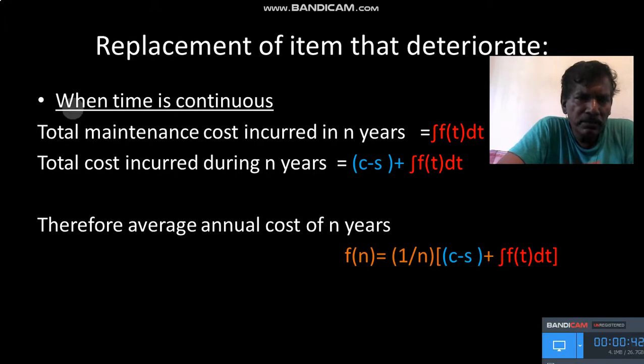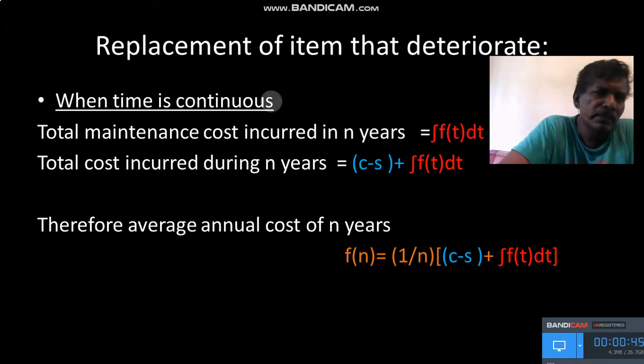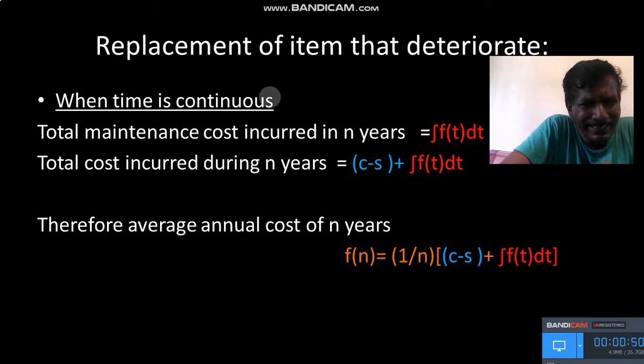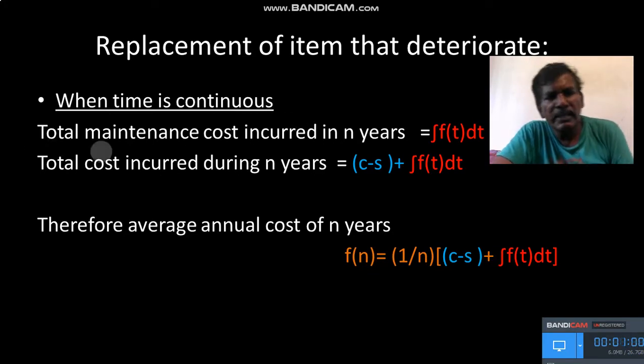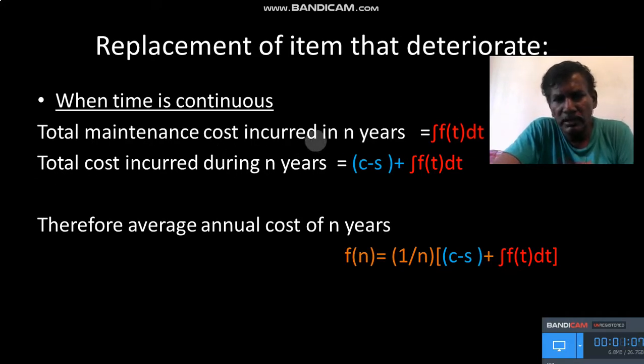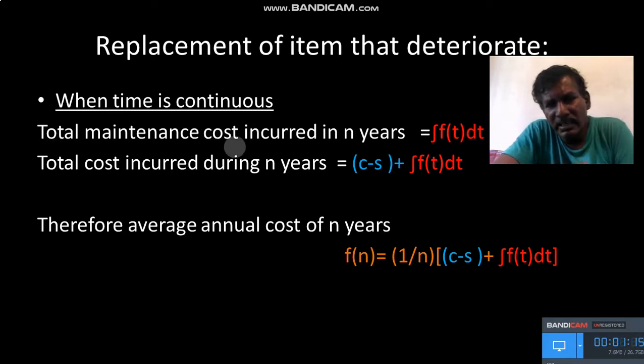So there are two cases: when the time is continuous, and another when the time is not continuous. It is discrete. So what would be the formula? For this type of problem, first we find the total maintenance cost incurred in n years for the product, which is equal to the integration of f of t dt. That gives you the total maintenance cost incurred on a particular object.